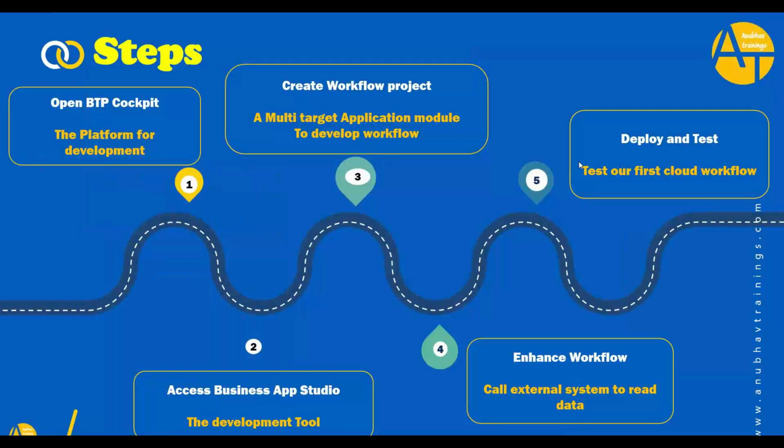Having said that, let's look at the steps we are going to do. First we are going to open up our development platform, which is called SAP BTP Cockpit. Then we will open our development tool, which is SAP Business Application Studio. Then we will create a workflow project as a multi-target application in the cloud. We will enhance this workflow to call our external system and read the data from S/4HANA. And then we will test and deploy our workflow to the cloud.